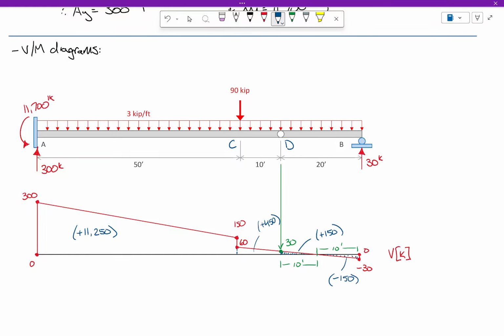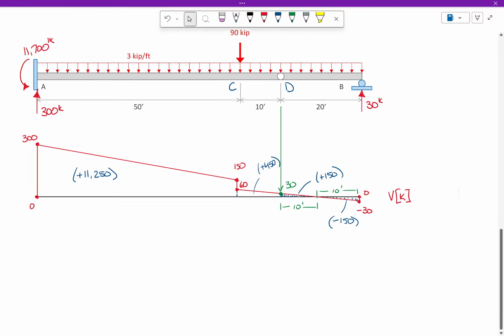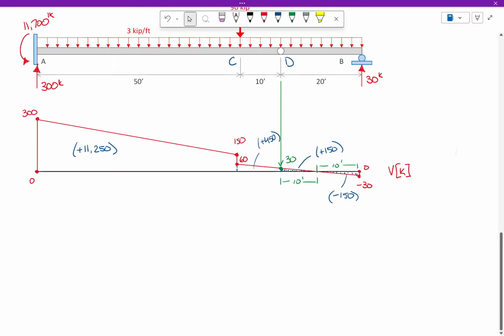Is that okay? Any questions on this? I mean, that's your shear diagram in a nutshell. I want to wait for a sec before we move on. I want to make sure this makes sense. Everybody okay with this? Everybody good? Okay, now, like I said, from shear to moment, ignore the hinge.